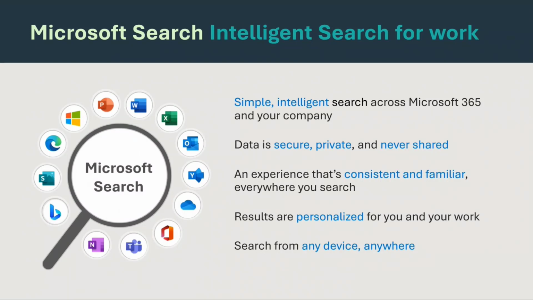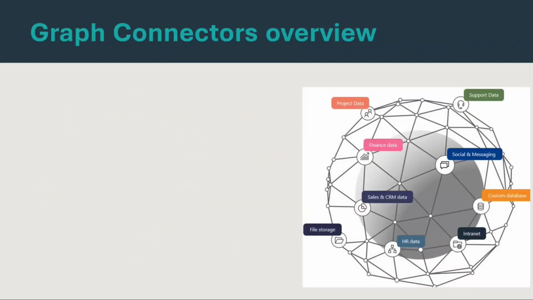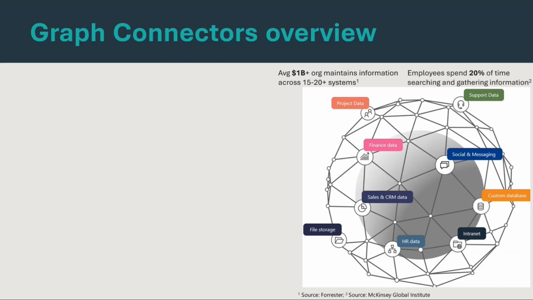Now, how does Graph Connectors play a role in Microsoft Search? Essentially, all your first-party content, like your PowerPoint, Word, Excel, Outlook, Teams data, everything is already there in Microsoft Graph. But let's say you have other content as well. That's where Microsoft Graph Connectors come in. Think of a modern organization. You would have tons and tons of data spread across some file storage, sales and CRM data, HR data, or some on-prem data sources. What we see is that average large organizations have 15 to 20 plus systems, and employees spend roughly 20% of their time searching and gathering this information. Discovering this information across so many systems is difficult, let alone analyzing and then using it.